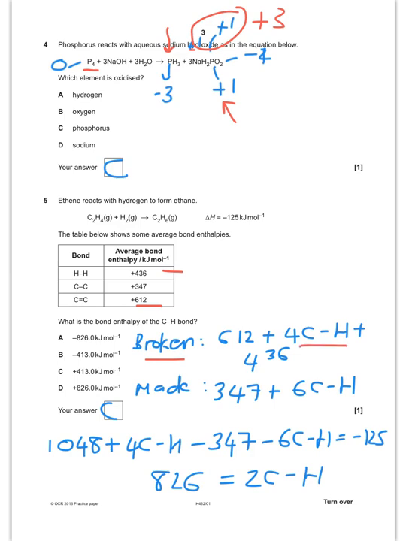I've made a single carbon-carbon bond of 347 and 6 carbon-hydrogen bonds. And then it's obviously your bonds broken, which I put here, minus your bonds made, which is here. That equals your delta H for the reaction, and therefore rearrange that and you get your answer to be C.